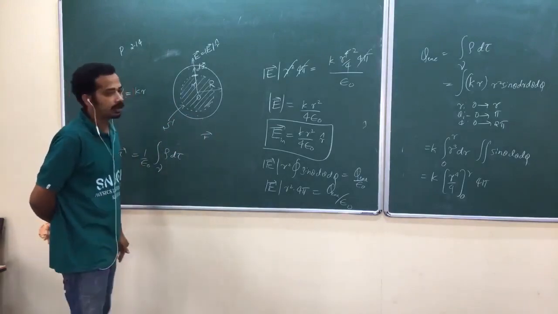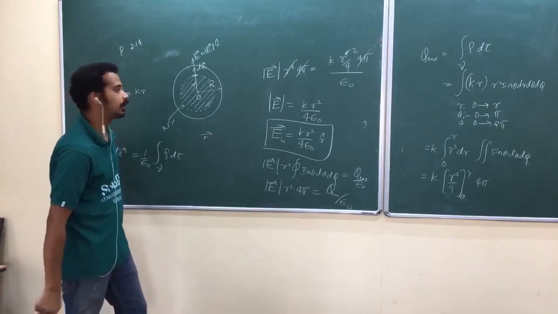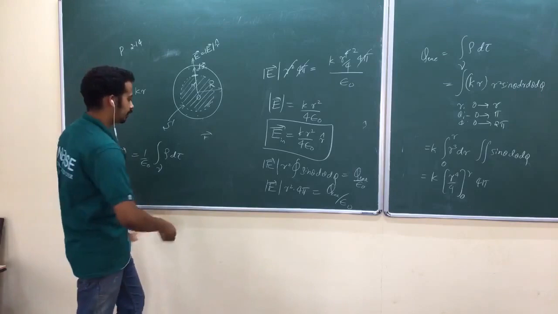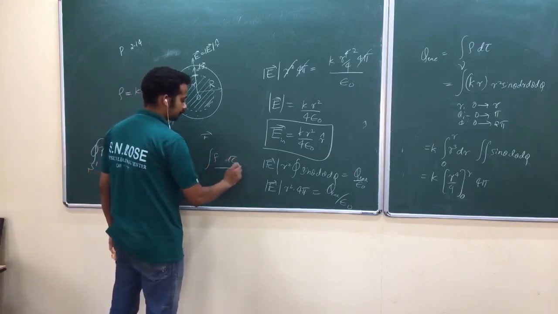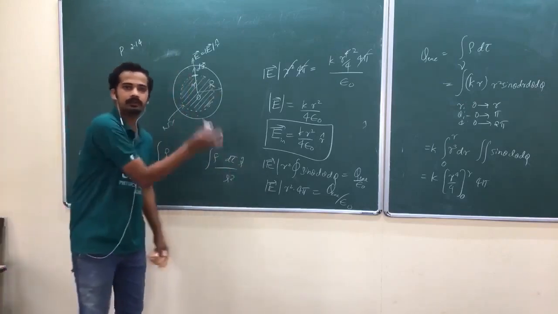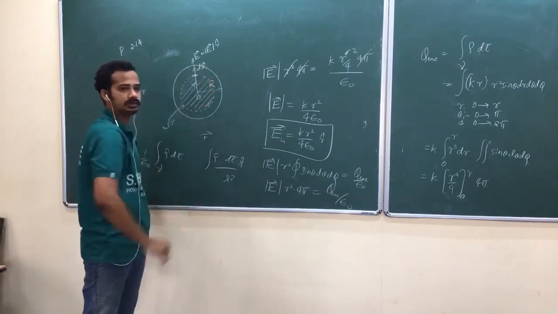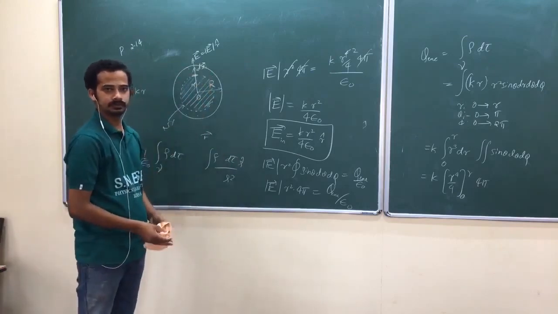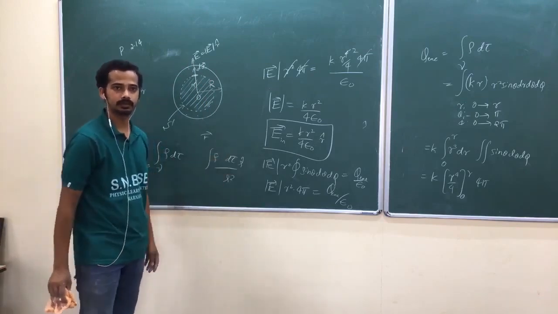Yeah, definitely they will contribute. If you are going to do that integration of rho d tau r cap by r square, then you have to take the entire charge, inside, outside, everywhere. But our Gauss law will take care of only the charges inside. Is that okay? So it's a kind of mathematical trick here.